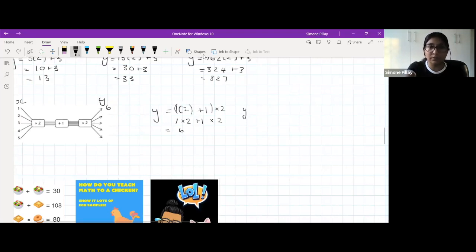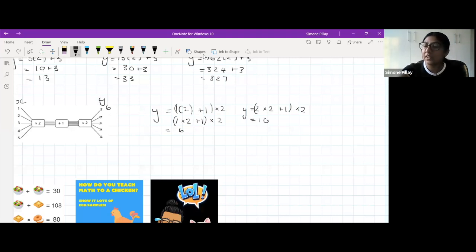My y value is going to be 2 multiplied by 2. I'm going to plus 1, and then I'm going to multiply all of that by 2. Why did I put in my brackets here, guys? If I didn't put in my brackets over here, I was supposed to follow BODMAS and multiply 1 and 2 first. So 2 times 2, 4, plus 1, 5, times 2, 10.